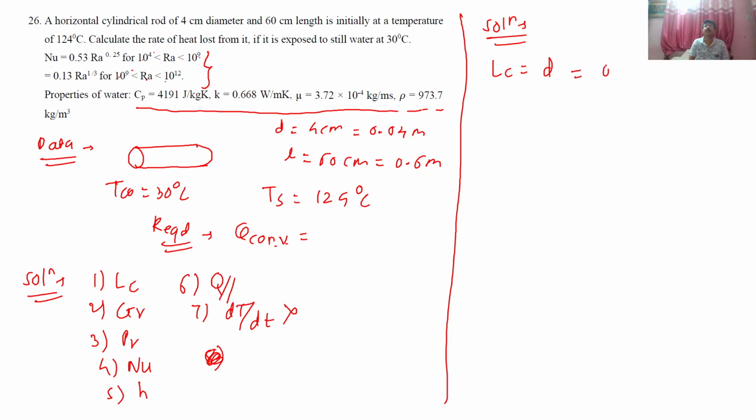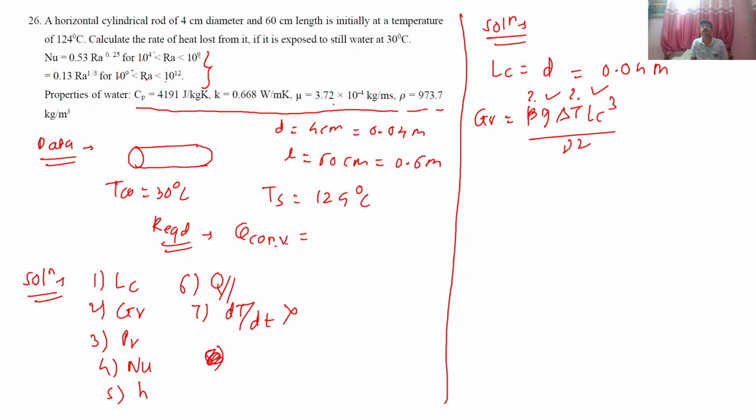So what is the diameter? 0.04 meter, because the boundary layer is formed along the diameter. So LC is the diameter for a horizontal cylinder. Now LC is over. Now go to the Grashof number. What is the Grashof number? g beta delta T LC cube upon nu square. So first, beta is unknown, g I know, delta T I know, LC is known, and nu is given in the problem.